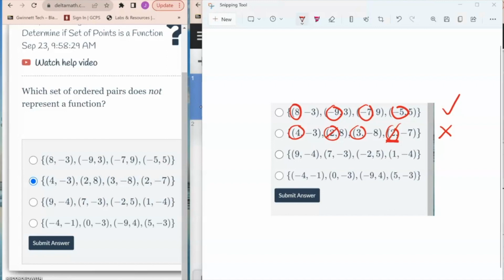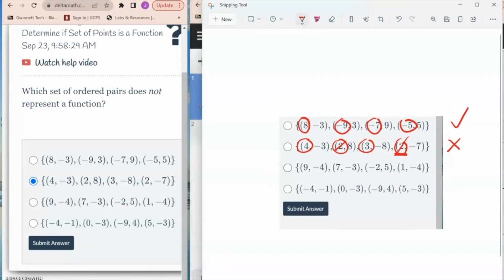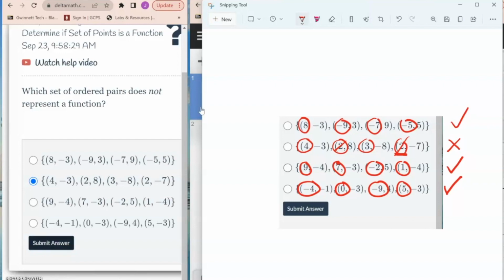So again, it is a function if x does not repeat. So you just keep looking at the x values, the x value for each coordinate. Does x repeat anytime? It does not. So this is a function. Does x repeat? No, it does not. So this is a function. So it's not a function on B. Why? Because x repeats. You have a 2 here and a 2 here. Okay, so that one is my answer.